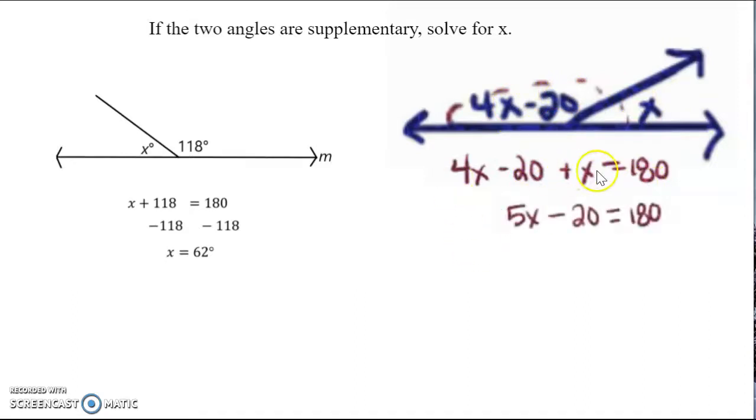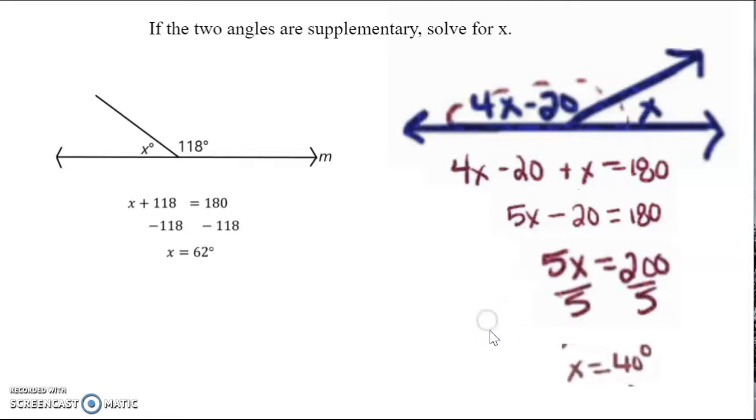Then from here we combine the like terms. 4x and x is 5x, minus 20 is 180. We add 20 to both sides and you get 5x is 200, and from there divide both sides by 5 and get x to be 40 degrees.